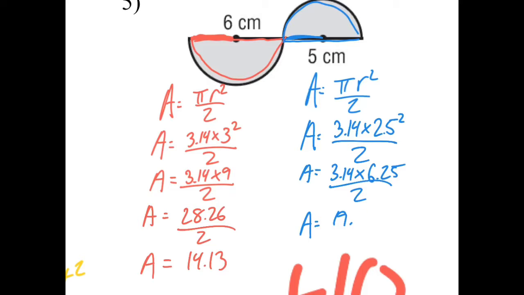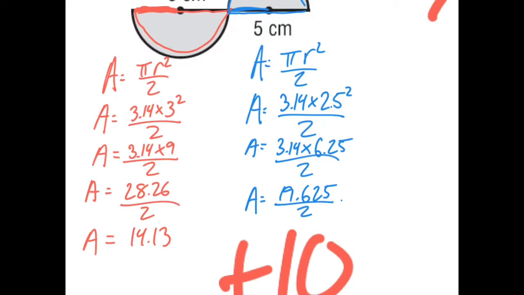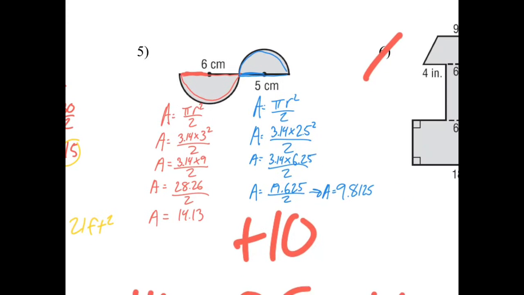I'm going to keep the full decimal for right now. And we still have to divide that by 2. Whenever we divide the 19.625 by 2, we get an area of 9.8125. I'll write the whole thing. So we have our two areas.